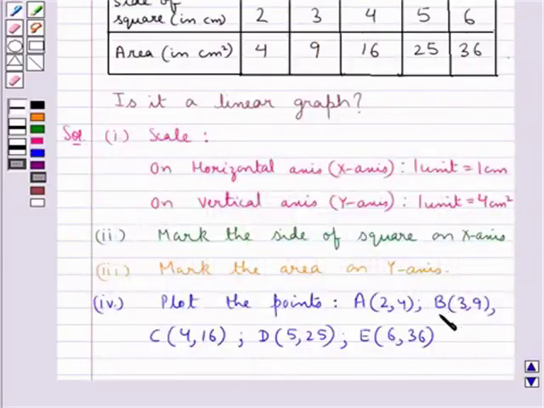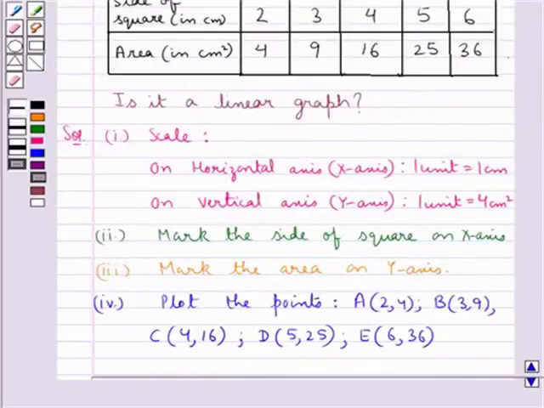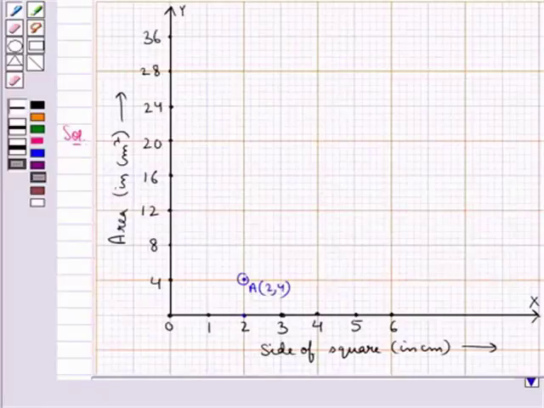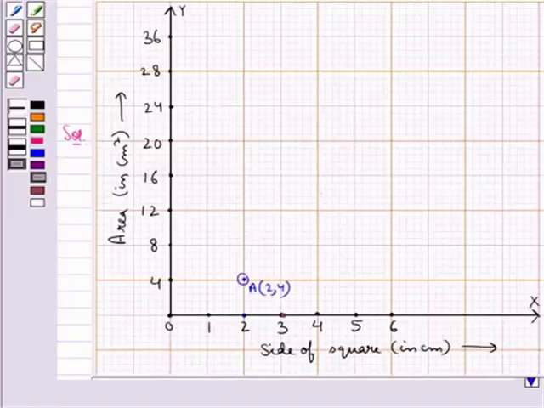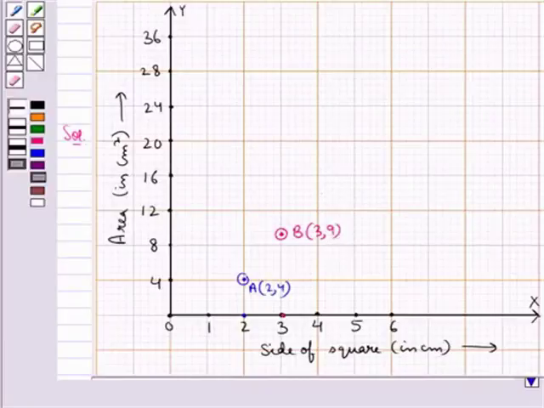Our next point is the point B with coordinates 3, 9. For this, we locate the point 3 on the x-axis. This is the point. From here we move up along the y-axis to locate the point that corresponds to 9 on the y-axis. This is the point that corresponds to 9 on the y-axis. So this is the point B with coordinates 3, 9.